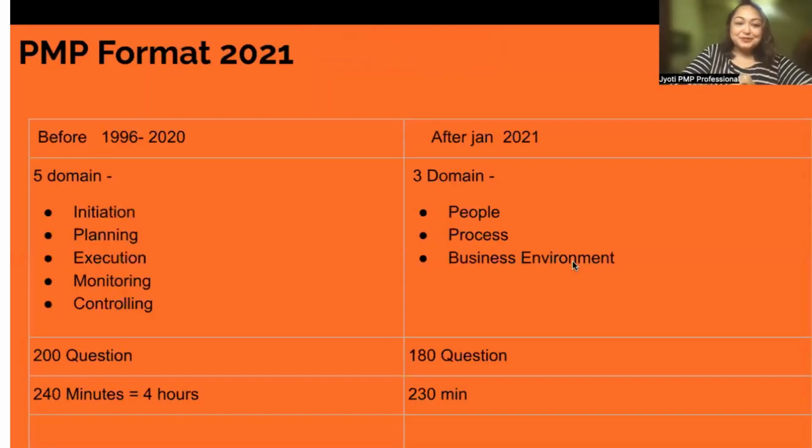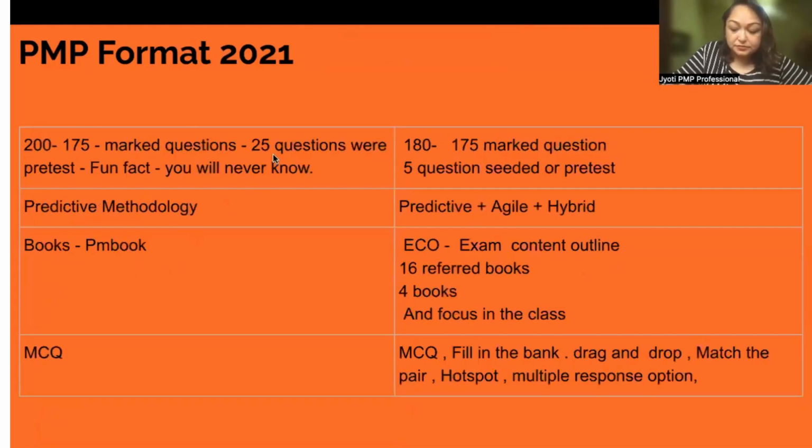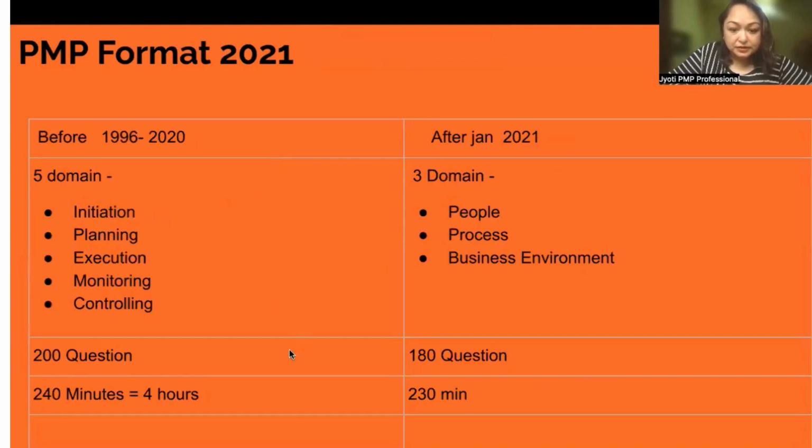Okay. So when PMI was founded in 1996, from 1996 to 2020, the patterns were almost similar. Few changes happened, but the things were more or less the same. After January 2021, the things have changed a lot. Earlier, we had 5 domains: initiation, planning, execution, monitoring, and controlling.